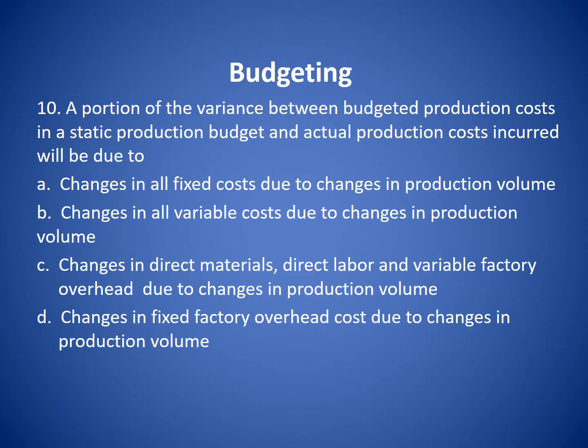Okay, question number 10. A portion of the variance between budgeted production cost in a static production budget and actual production cost incurred will be due to, and you're given your choices. Go ahead and stop your video. When you're ready, restart your video.